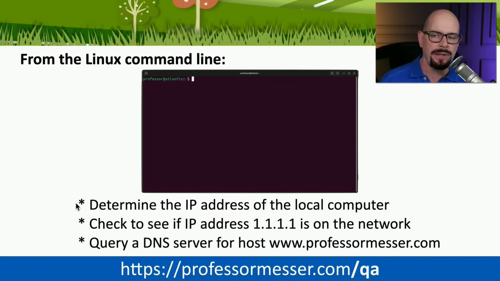Once you have determined the IP address of the local computer, I'd like you to check to see if IP address 1.1.1.1 is on the network. How would you do that? What is the best way to do that? That's what we want to be able to focus on.